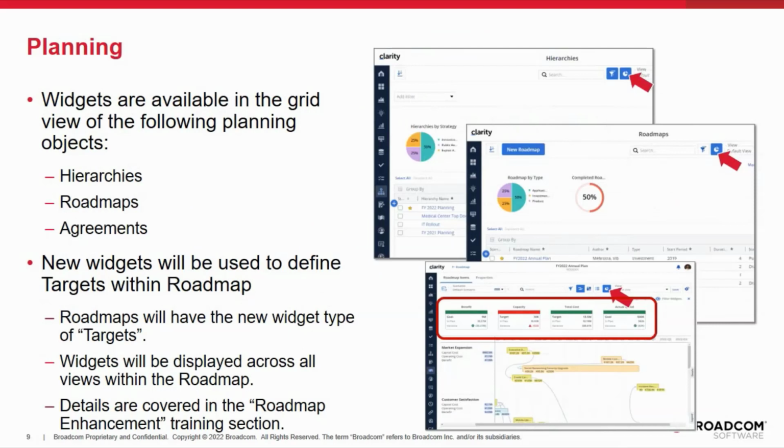Under the planning, the widgets are available in the grid view of the following planning objects: hierarchies, roadmaps, and agreements. A new widget will be used to define target within the roadmap. The roadmaps will have the new widget type target. So when a user clicks on the widget icon and then tries to add a new target, they will be using this new widget technology. The details as to how those would be defined will be covered in the roadmap enhancement section.